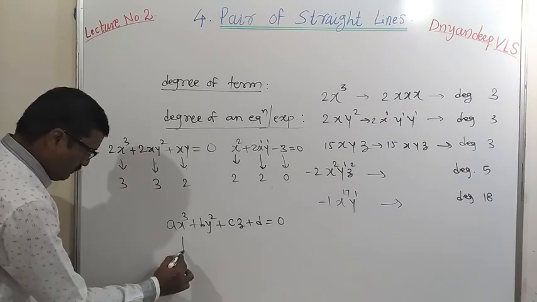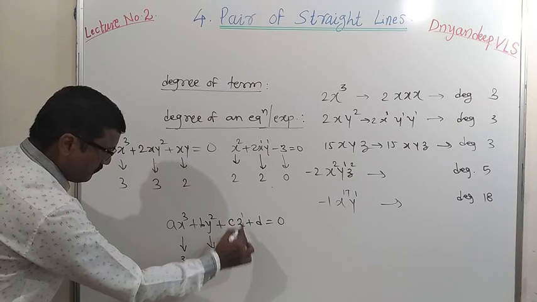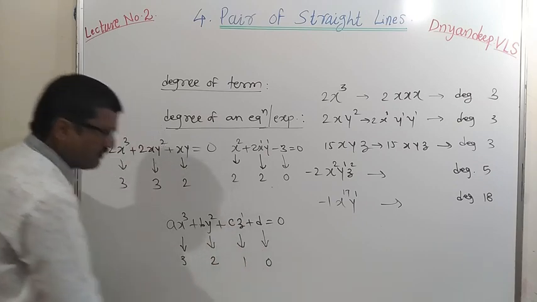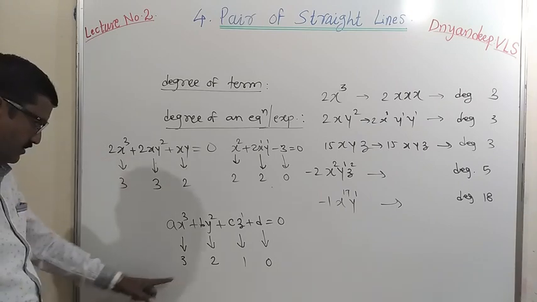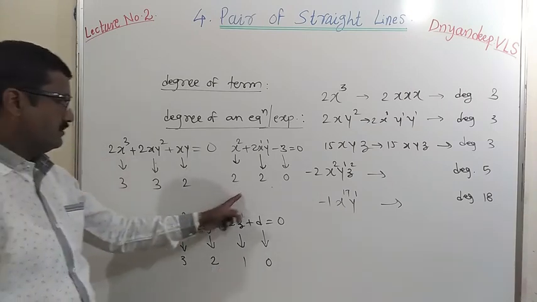And in this case the degree of this term is 3, degree of this term is 2, and degree of this term is 1. Obviously the degree of constant is considered as 0. So here the degrees of terms are 3, 2, 1, 0, 3, 3, 2, 2, 2, 0.